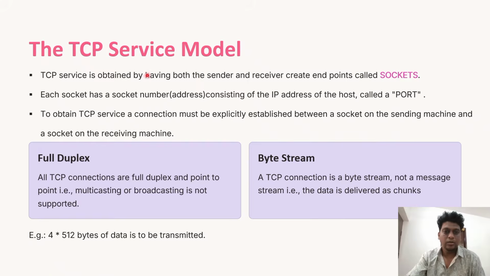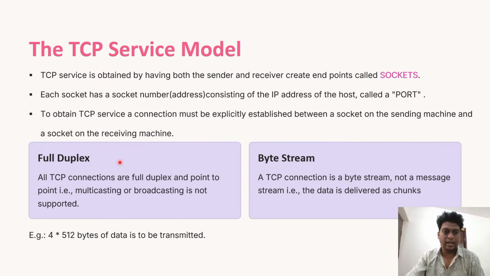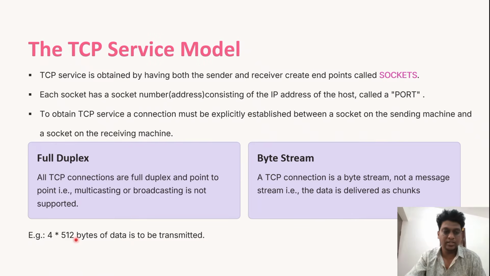The service model. Both the sender and the receiver create separate endpoints called sockets. It contains the IP address of the host and a port. It involves a full duplex connection, so both the sender and receiver can communicate with each other at the same time. The data is transmitted as a byte stream or chunks. The 8 bits collectively are represented as 1 byte. A simple example is 512 bytes of data separated into 4 chunks at the sender side, and chunk by chunk it is transmitted over the path.